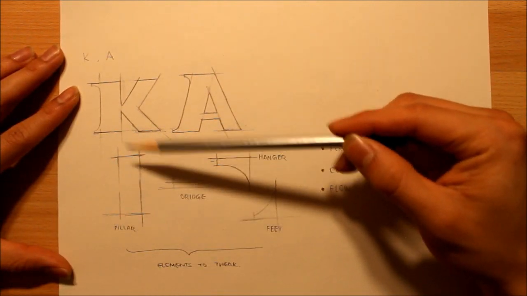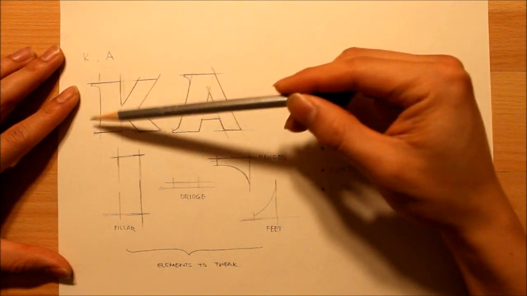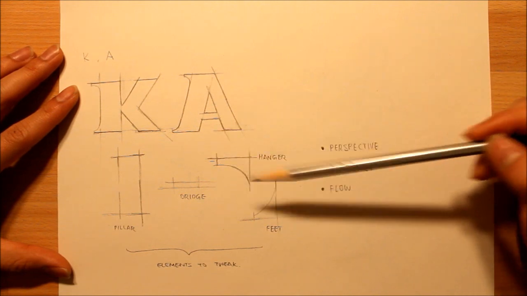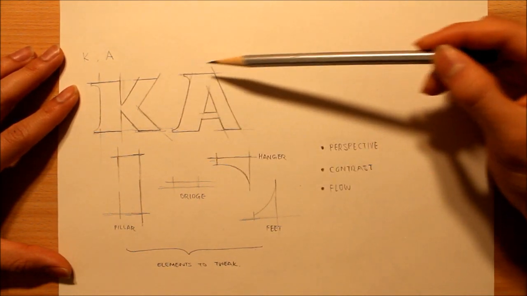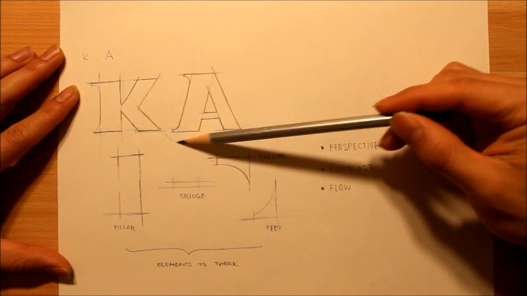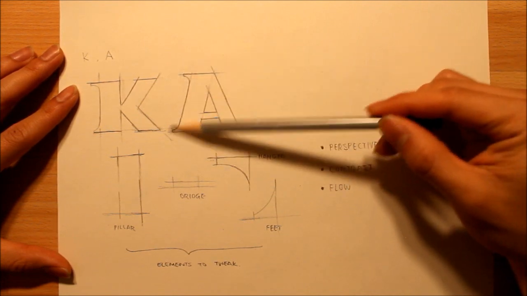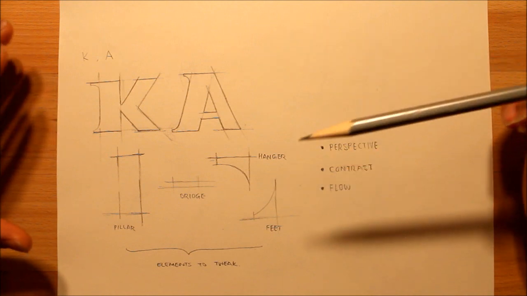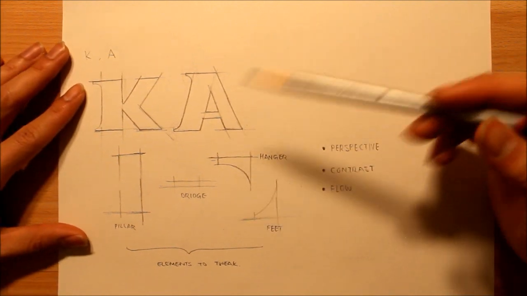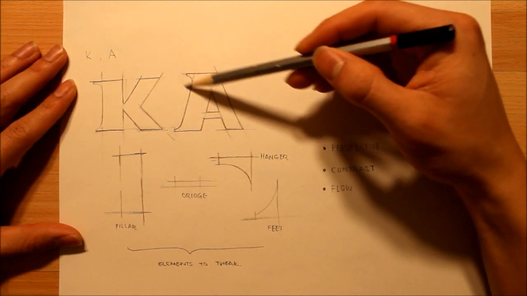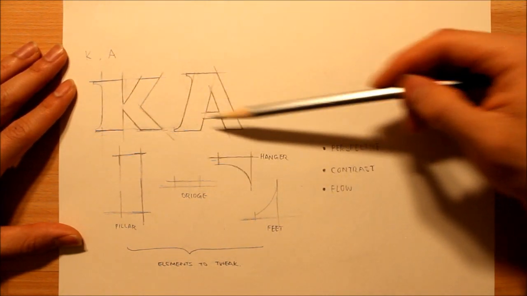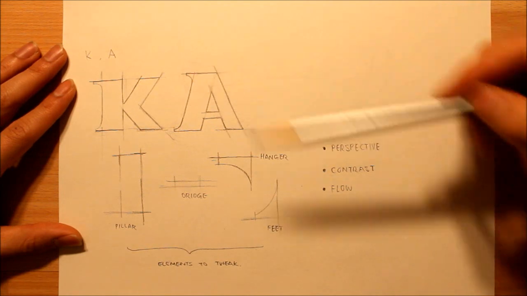This is the pillar of the letter, and then this is the bridge in the A. Then we have the hanger, which is the top piece, and the feet, which is the lower piece right here. If you've taken graphic design or typography courses, they may call it something different, but this is the definition in this case. So: pillar, bridge, hanger, and feet.